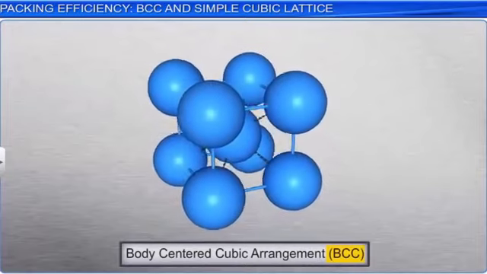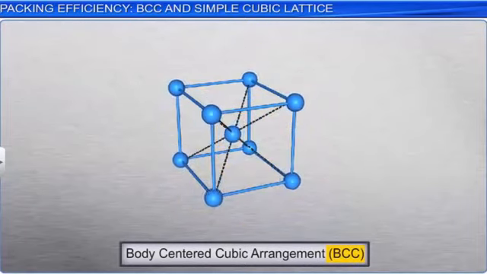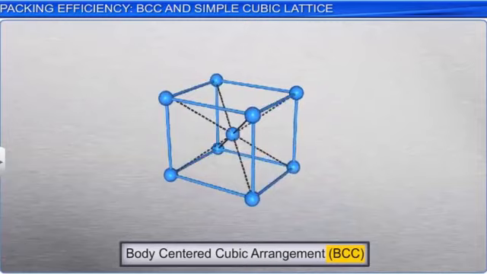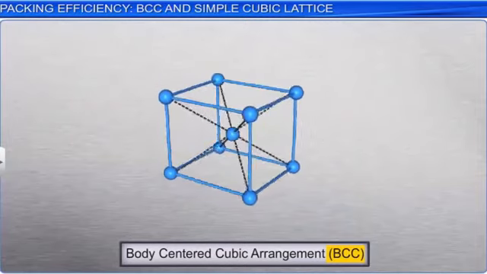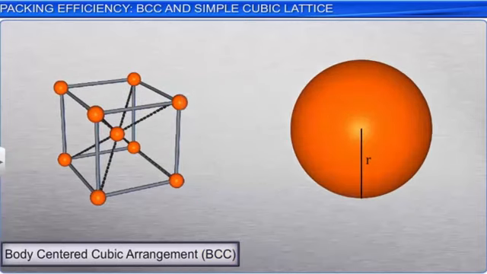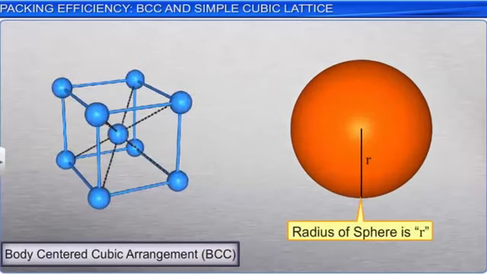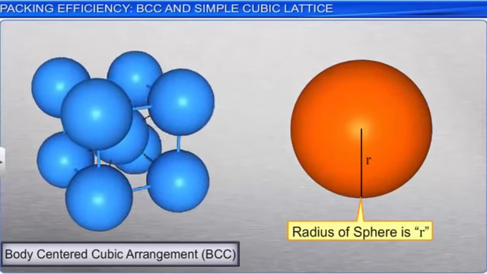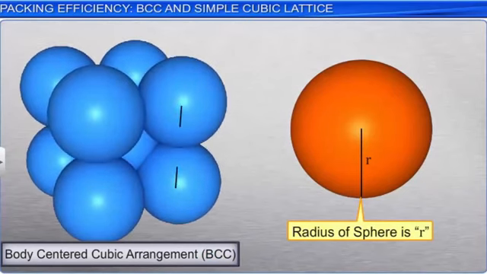You know that BCC stands for body-centered cubic arrangement of particles. Let's now study body-centered cubic arrangement. In this arrangement, the particles are present at the corners and the body center lattice points. Each unit cell has 9 spheres with radius R. The edge length of a unit cell is A is equal to 2R.